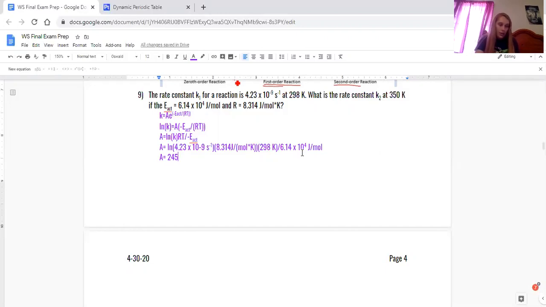Okay, so now we're going to take this A and we're going to plug it into the equation for K2 to figure that out. So if A is 245, we're trying to find K. So this is a great equation this time. So we're going to do that.